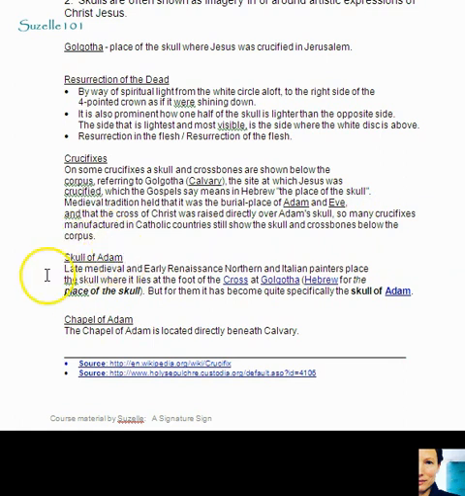Skull of Adam. Late medieval and early Renaissance Northern and Italian painters placed the skull where it lies at the foot of the cross at Golgotha, Hebrew for place of the skull. But for them it has become quite specifically the skull of Adam. Chapel of Adam. The Chapel of Adam is located directly beneath Calvary.